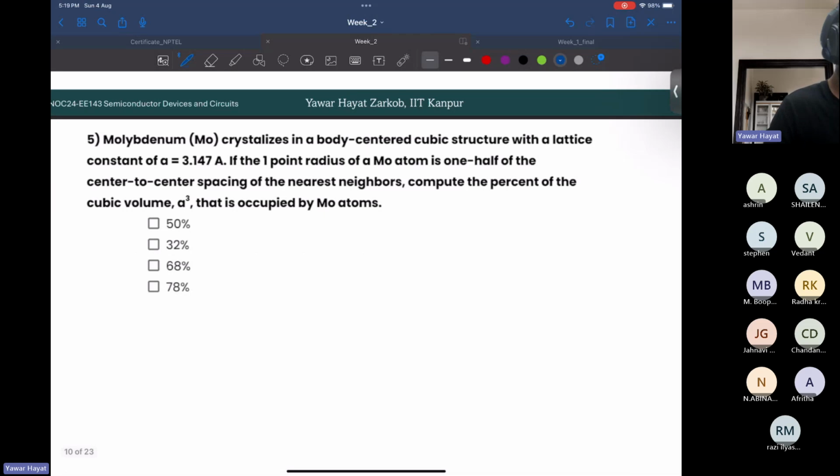So let's attempt now the question fifth. Molybdenum crystallizes in a body-centered cubic structure with lattice constant A given by 3.147 angstrom. If the atomic radius of molybdenum atom is one half of the center to center spacing of the nearest neighbors, you need to compute the percent of the cubic volume, A cube, that is occupied by the molybdenum atoms. Just try this out.